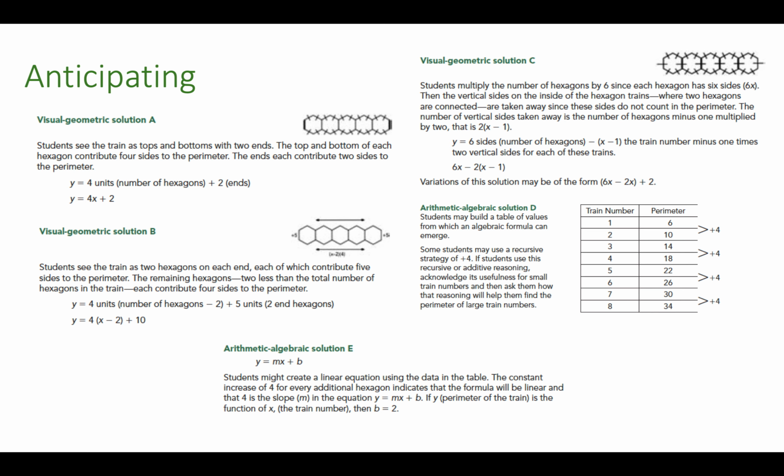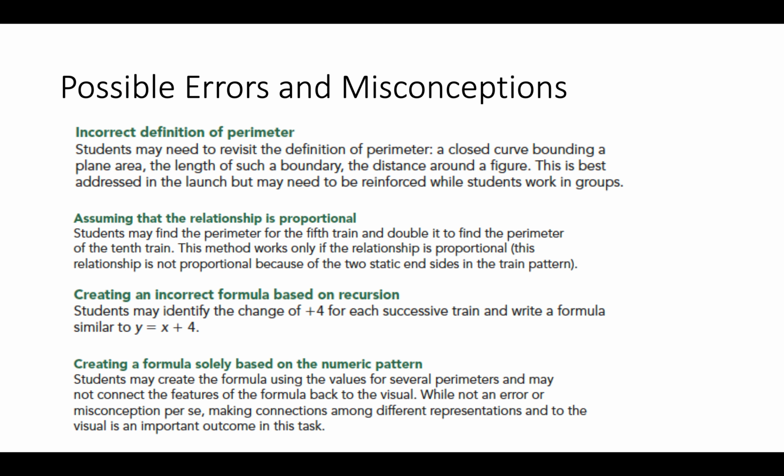Like I said, in addition to that, you want to be thinking about what common misconceptions you might have. So students might need to think about what perimeter is. They might not be thinking about that correctly, so you need to watch for that as you're going around. Students might assume the relationship is proportional and just double it or whatever at the end, which is not uncommon. They might create an incorrect formula based on the recursion. So they identified the change as plus 4 and use that as the plus 4 for the y-intercept instead of the constant change being plus 4, meaning that that's the slope. So it might be a misinterpretation there.